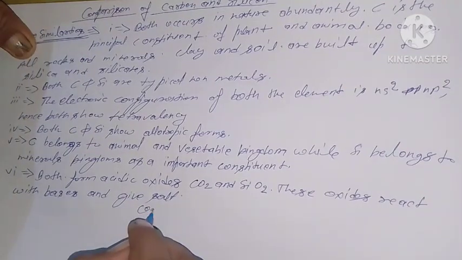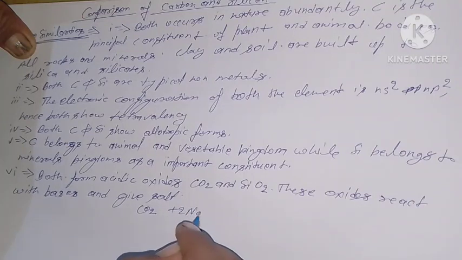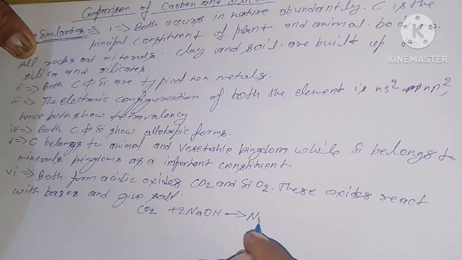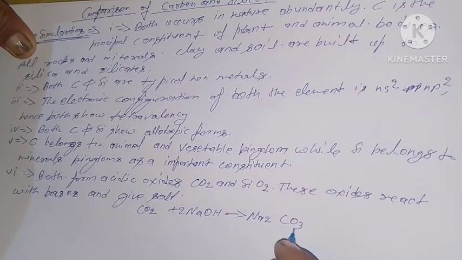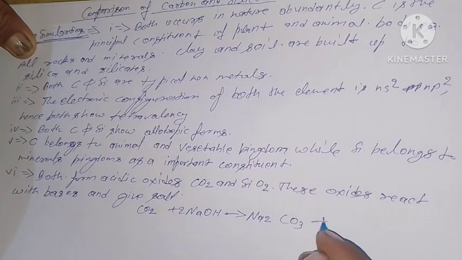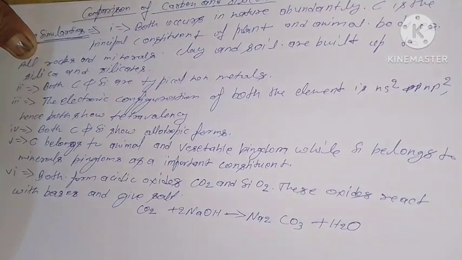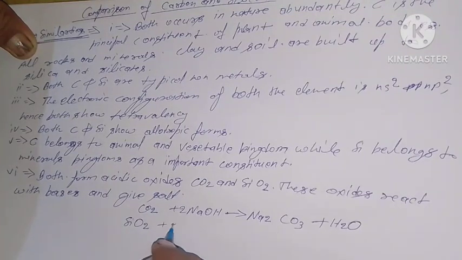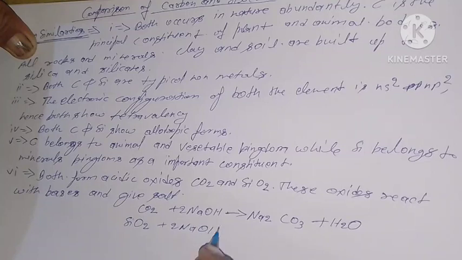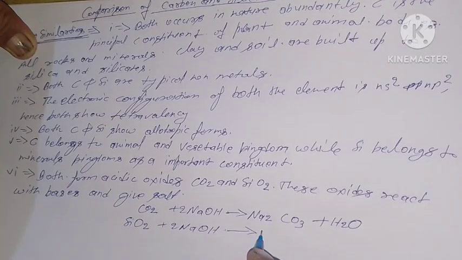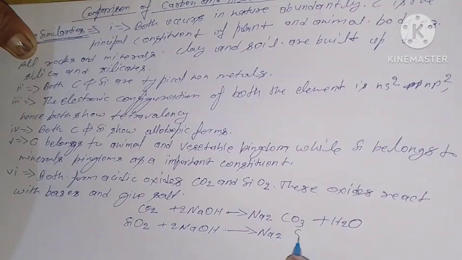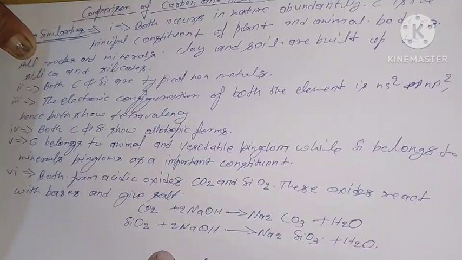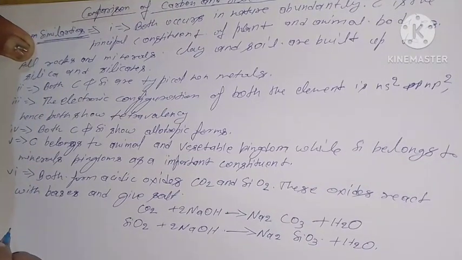Carbon dioxide plus sodium hydroxide gives Na2CO3, sodium carbonate, plus H2O. And silicon dioxide plus 2NaOH, sodium hydroxide, gives Na2SiO3 plus H2O.